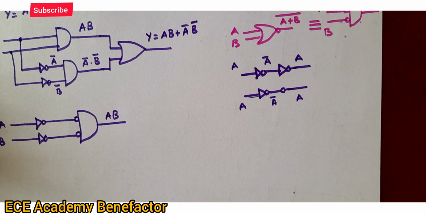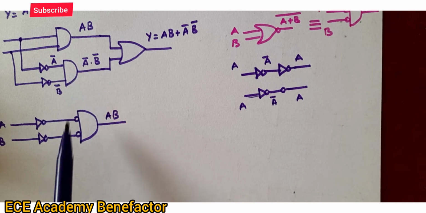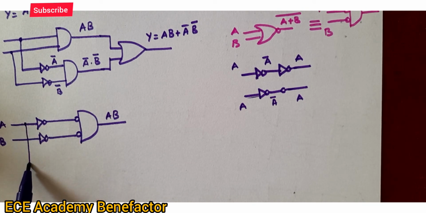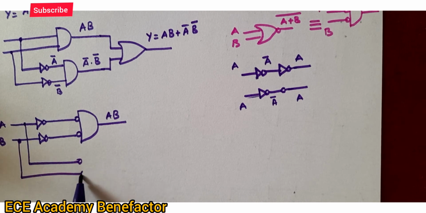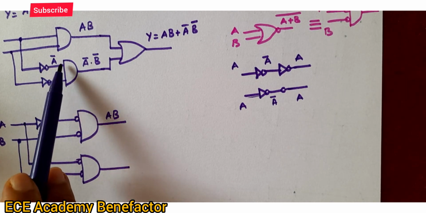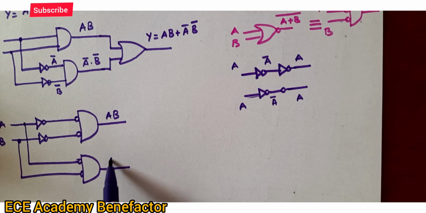Now, you want A bar, B bar. Okay. So our intention is to change this AND gate to bubbled AND gate. So this NOT gate will act as bubble to it. Take A and this is B. So here this NOT gate I have replaced by a bubble. Why? Because bubbled AND gate is equal to NOR gate, A bar, B bar.